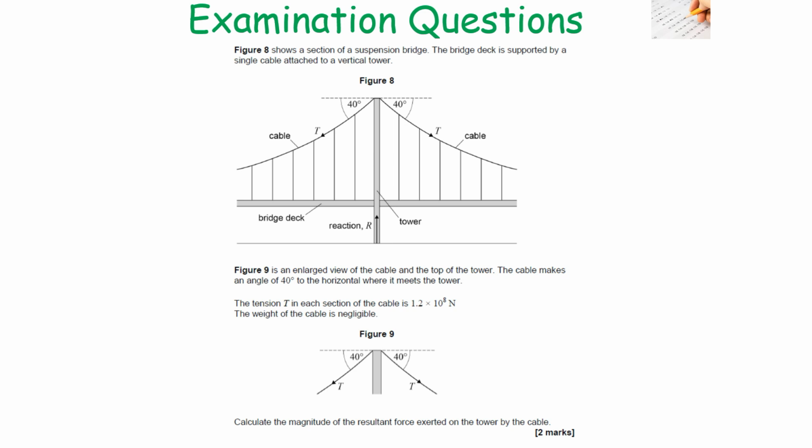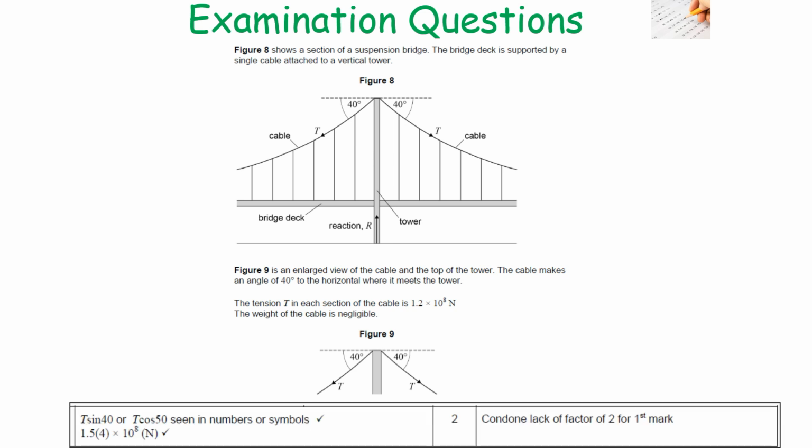Now you'll notice that we're going to have to then work out the component, because if we look at the question we need to be thinking about the vertical, because the tower is in the vertical of the cable, so it needs to be the vertical component of the force acting on the cable. So therefore we can do either T sine 40 or T cos 50 and work out our answer to be 1.5 times 10 to the 8 newtons.